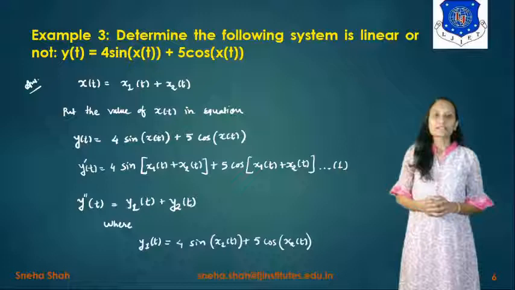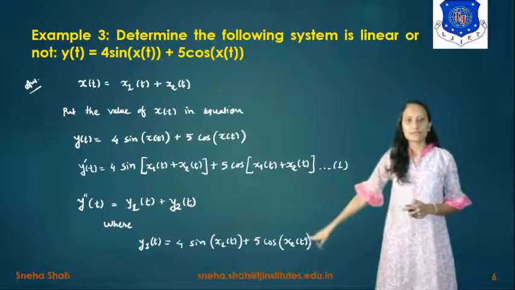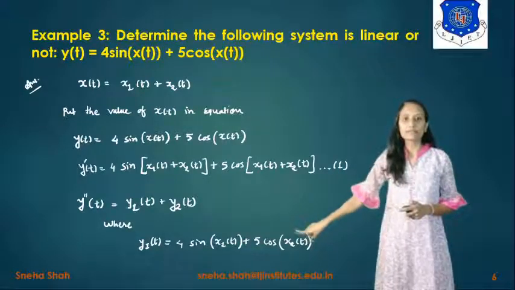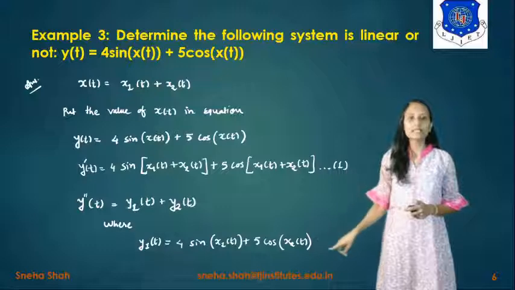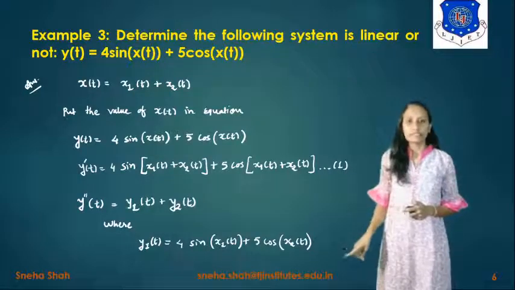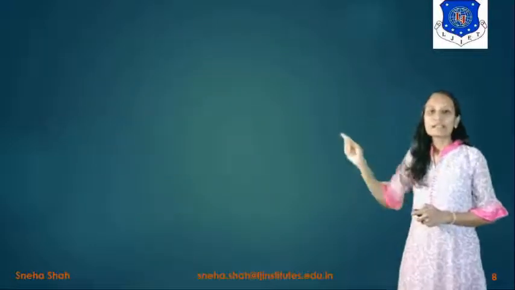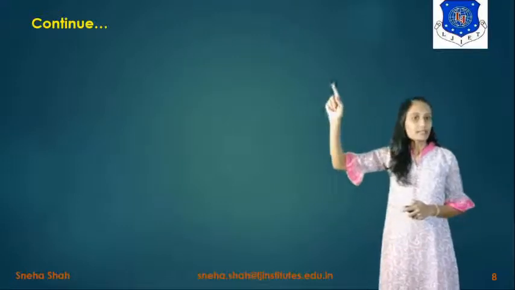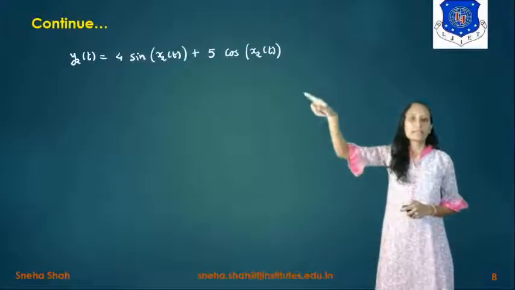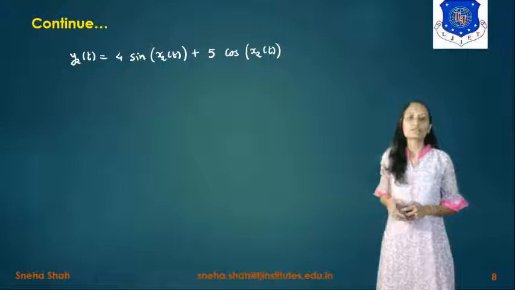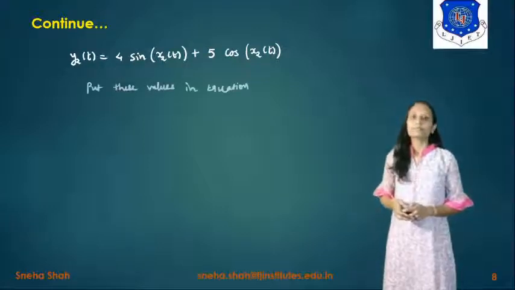So if I am taking x1 of t, it will give you the output y1 of t, and the value of y1 of t equals 4 sin x1 of t plus 5 cos x2 of t. Similarly, if I am finding the value of y2 of t, then y2 of t equals 4 sin x2 of t plus 5 cos x2 of t.